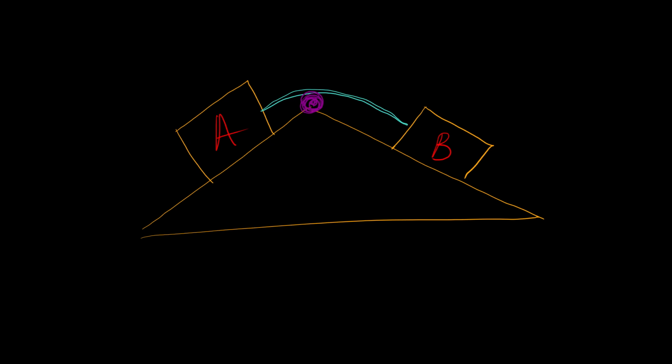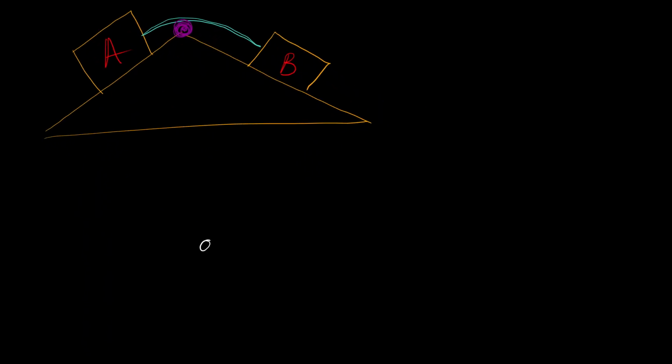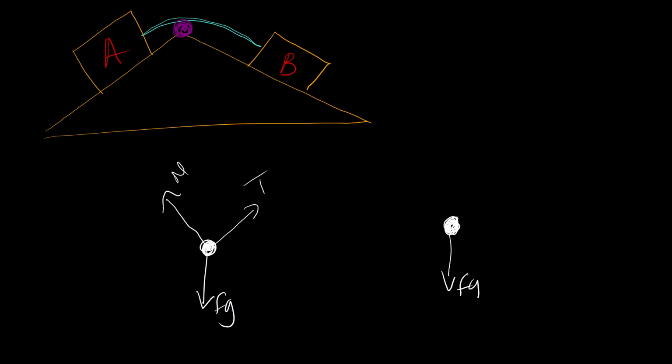This is our next scenario. We have two blocks, and we want to draw free body diagrams. For block A, we have Fg, normal force, and tension. For B, we have Fg, normal force, and tension.